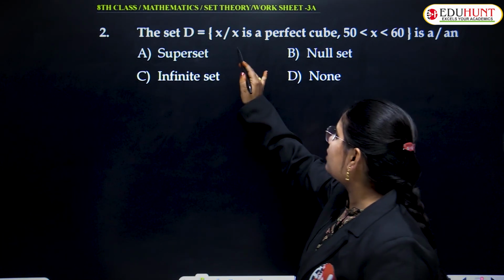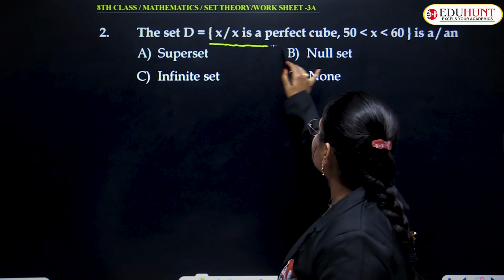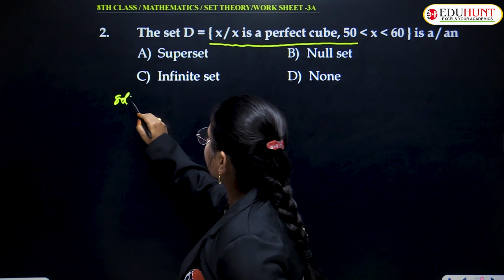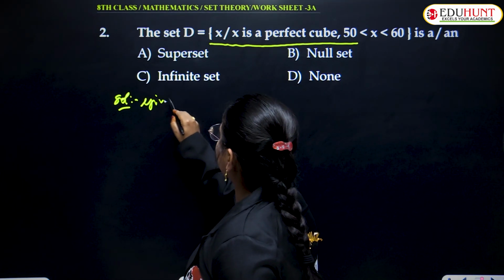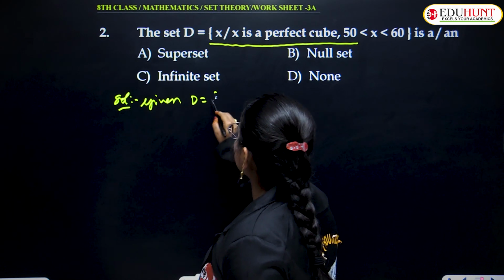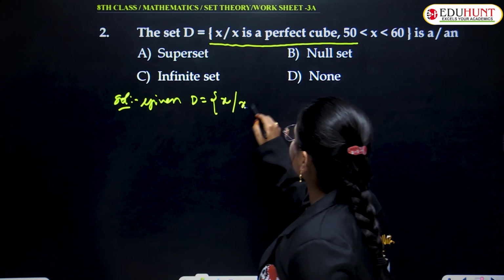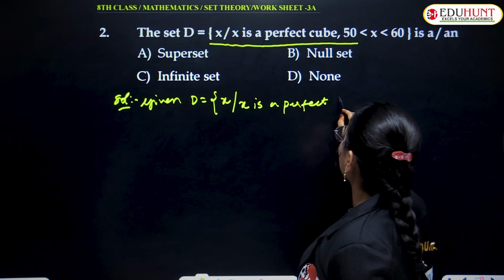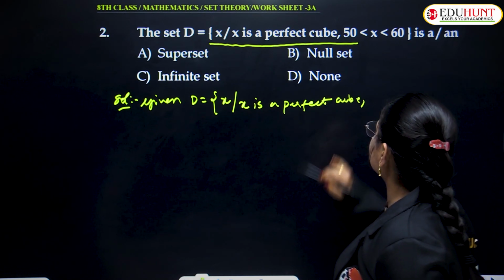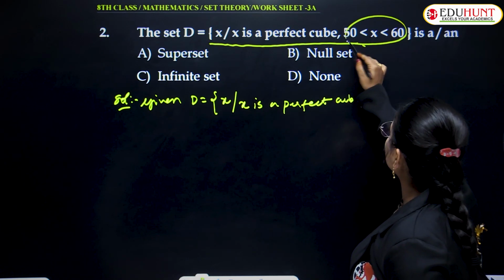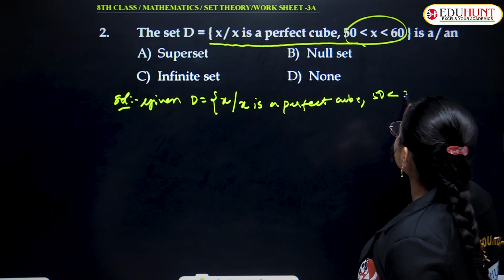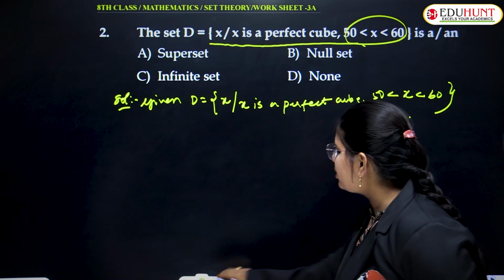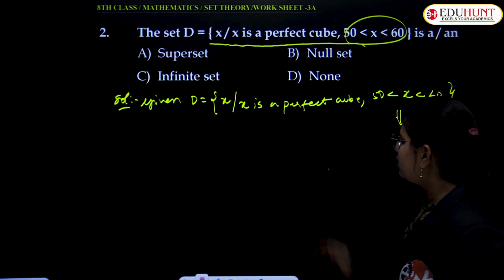How is set D defined? Given D is a set of such x which is a perfect cube, and at the same time the other condition is 50 less than x less than 60. Can you find any such number among the perfect cubes?